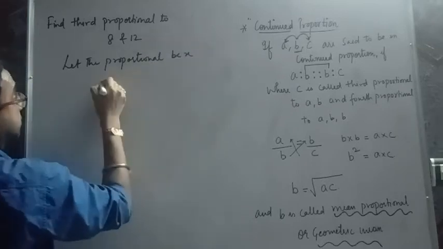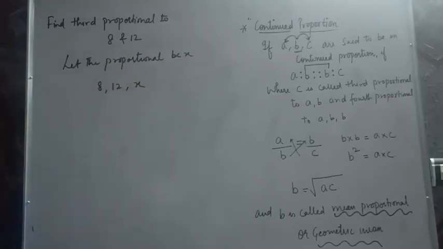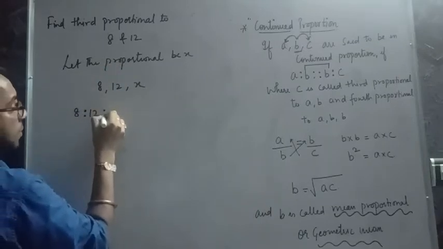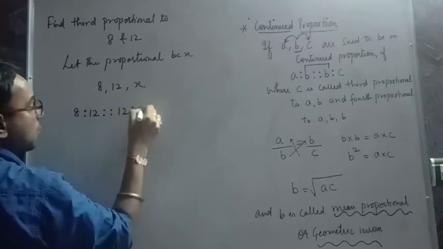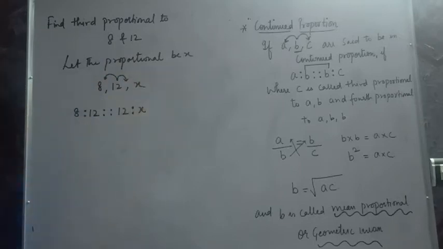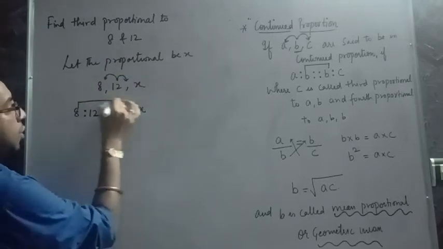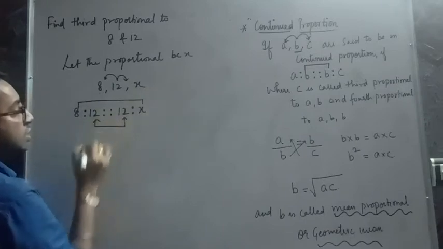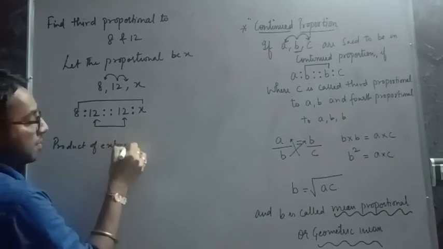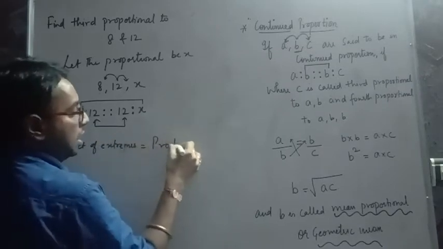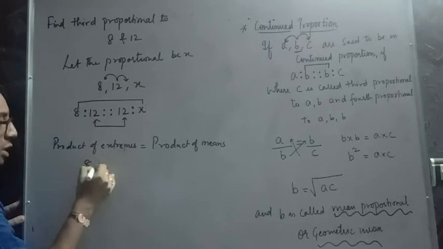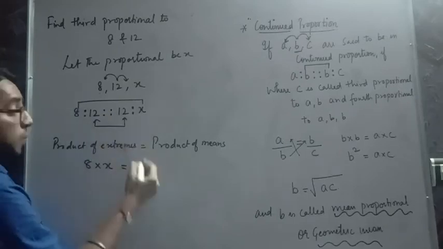Because he is saying the third proportional be x, can I write the three numbers? It means they are in continued proportion. Can I write it like this? 8 ratio 12 is proportionate to 12 ratio x. I hope you have got my point. Because it is continued, 12 is given to 8 also and 12 is given to x also. What is the rule? The product of extremes must be equal to the product of means. This is a very important rule. Do remember, product of extremes, product of means. What do you mean by extreme terms? 8 and x, so 8 into x. What do you mean by the product of means? 12 and 12, so 12 into 12.